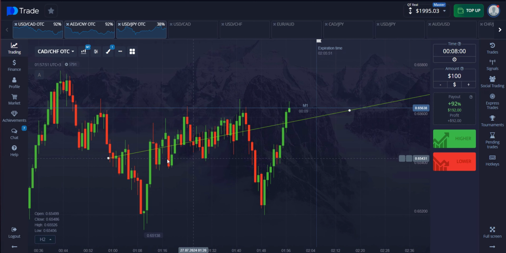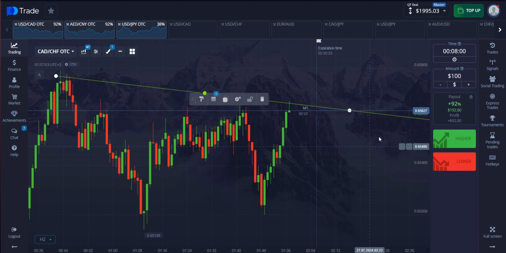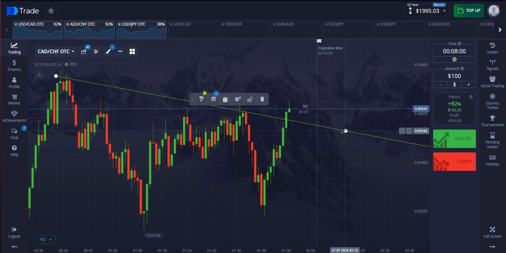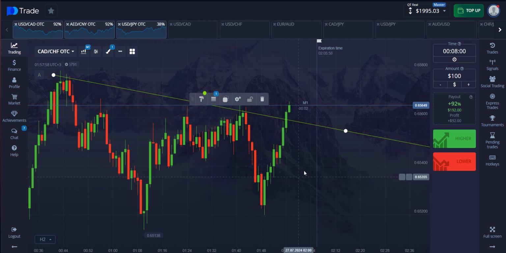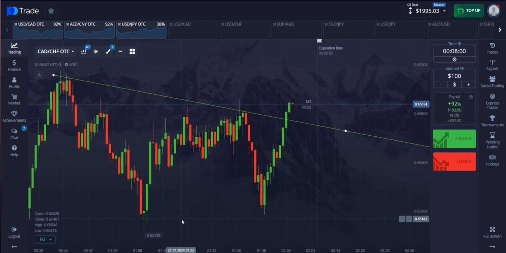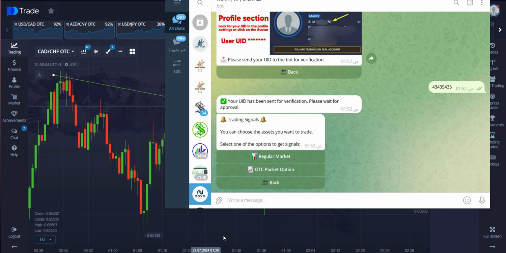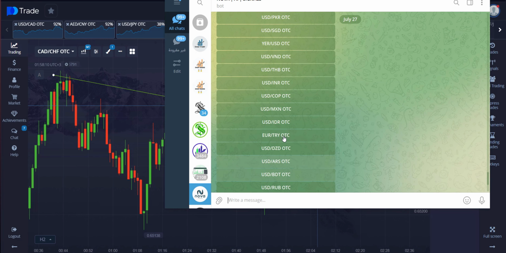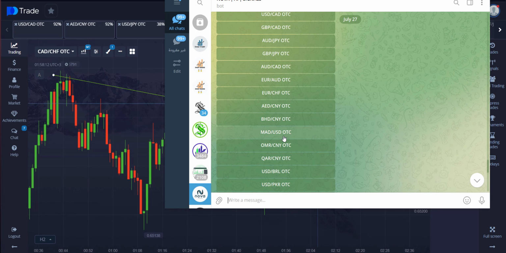When you request a signal from the bot, the entry area should be at the trend line. Before requesting a signal, identify the appropriate trend lines. You can request a signal when the trend line is touched. After that, we choose the pair name in the bot, request the signal, then wait for the signal. After that, we enter the trade.